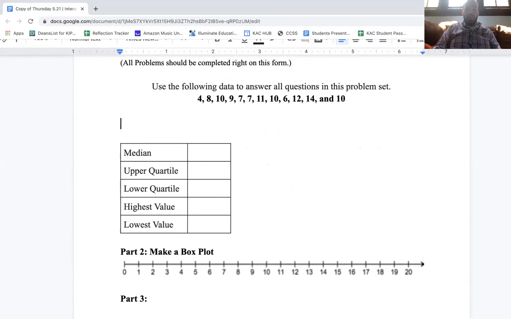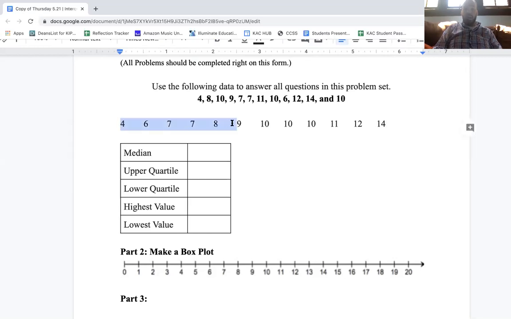Okay, first step is always put them in order from least to greatest. Let's go. 4, 6, 7, 7, 8, 9, 10, 10, 10, 11, 12, 14. There's 1, 2, 3, 4, 5, 6, 7, 8, 9, 10, 11, 12. Always check them so you don't make a mistake.